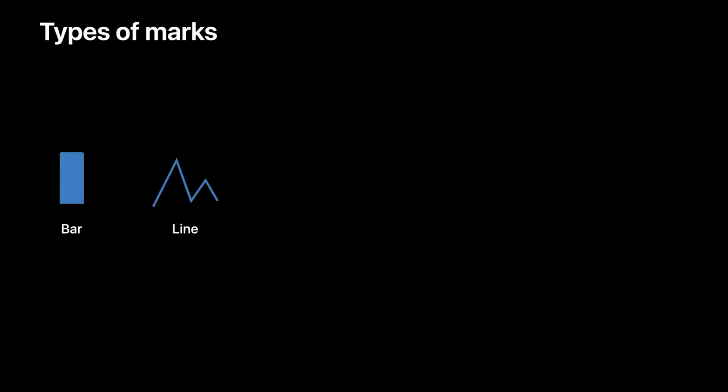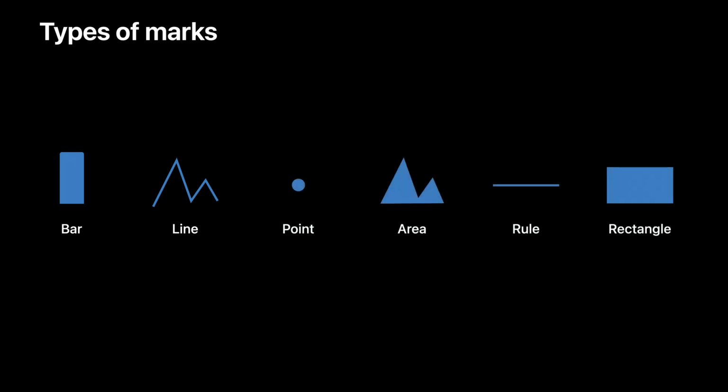So far, we have seen bar marks and line marks. Swift Charts supports a couple of other mark types, including point mark, area mark, rule mark, and rectangle mark. You can combine these marks to build more complex charts. Let's see an example.